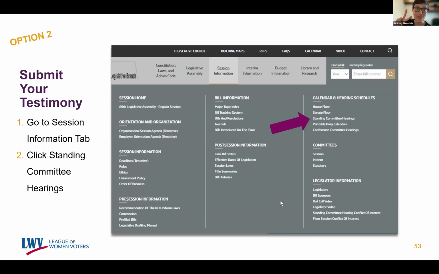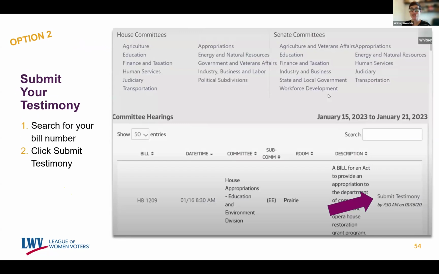You have an option number 2 to submit your testimony. So you can come back to the session information tab. And again, remember, here's what's coming up. This is the schedules. Standing committee hearings. These are the committee hearings where the bills will be heard by the legislators in that committee, and you can submit your testimony. So you're going to click that. And then you can search at the top right for the bill number, or you can scroll through. These will be all of the committee hearings that are coming up in the next week. Remember, this comes up Thursday evening, and it will be the next week, Monday through Friday's schedule. You can click submit testimony, and you'll see the deadline is usually an hour before the committee hearing starts that your testimony is due.